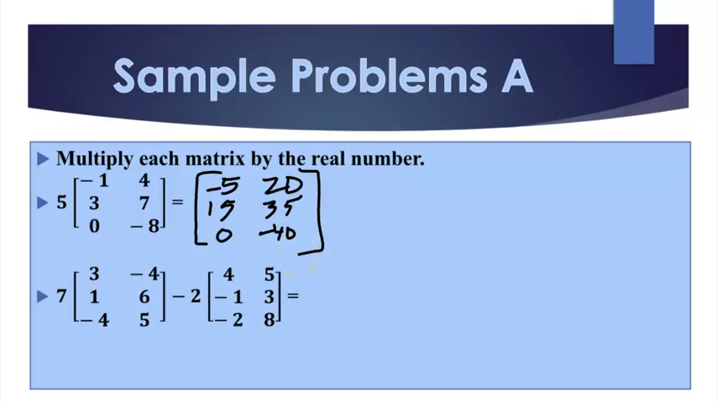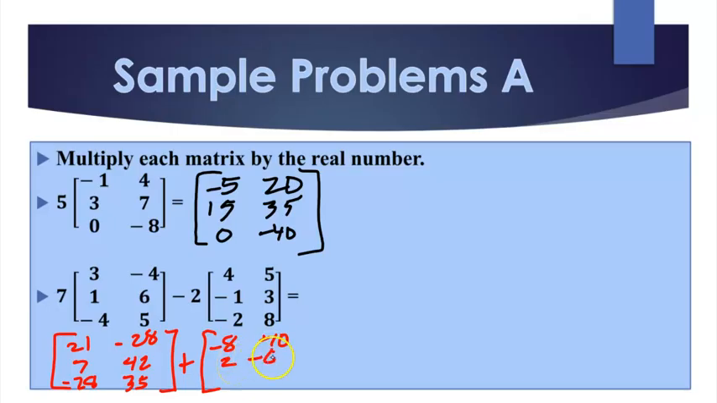This next one, we have to do scalar multiplication, and then we have to subtract. So first off, we have 21, -28, 7, 42, -28, and 35. This next one, I'm going to treat this as a negative, so that means I'm adding the opposite. So that's -2 times 4, which is -8. -2 times 5 is -10. -2 times -1 is 2. -2 times 3 is -6. -2 times -2 is +4. And -2 times 8 is -16.